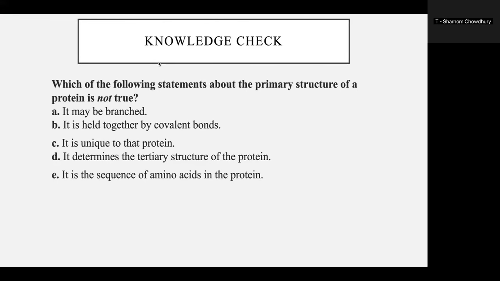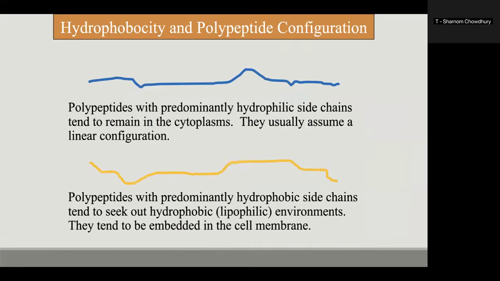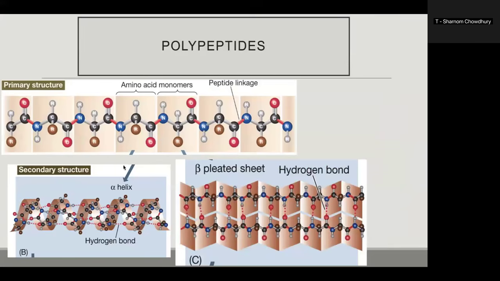So the correct answer is actually not C. The correct answer is A. It may be branched. If we go back, as I mentioned before, when it comes to primary structures, the order of the amino acids determines the primary structure. Therefore, it is unique to whatever protein it is trying to make.